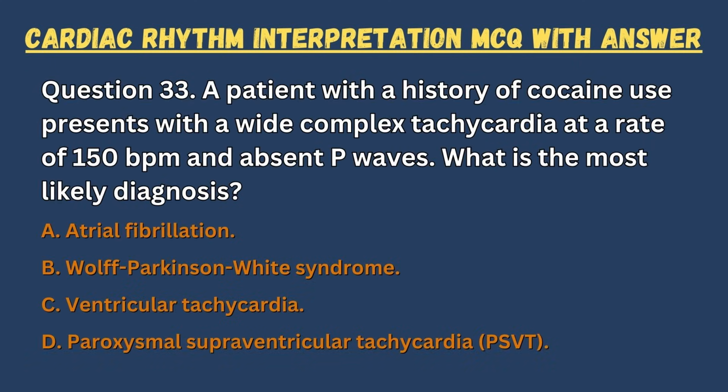Question 33. A patient with a history of cocaine use presents with a wide complex tachycardia at a rate of 150 BPM and absent P waves. What is the most likely diagnosis? A. Atrial fibrillation. B. Wolff-Parkinson-White syndrome. C. Ventricular tachycardia. D. Paroxysmal supraventricular tachycardia, PSVT.